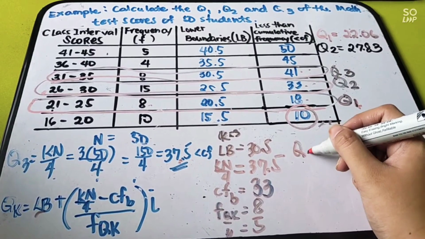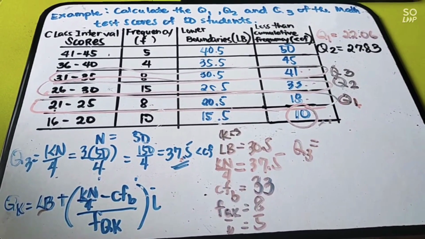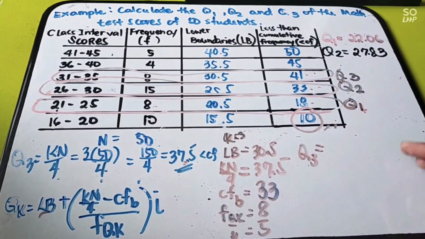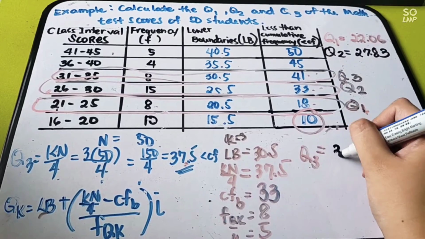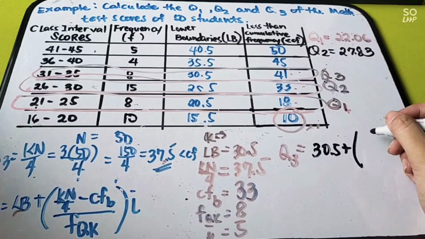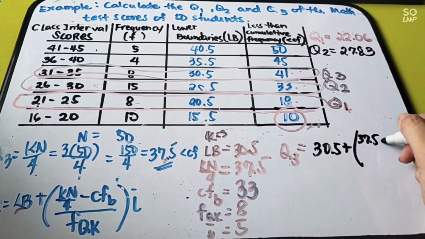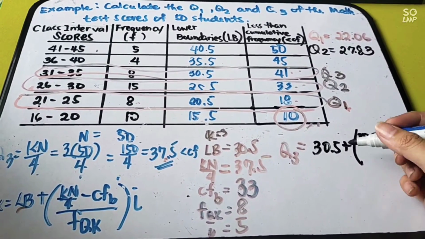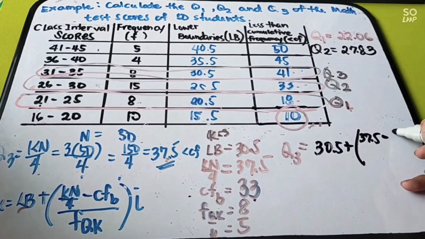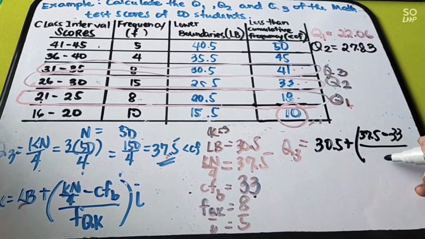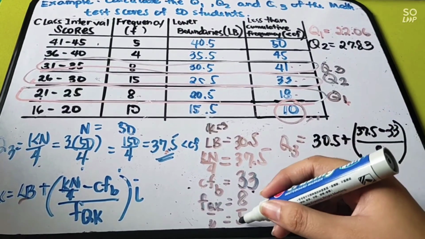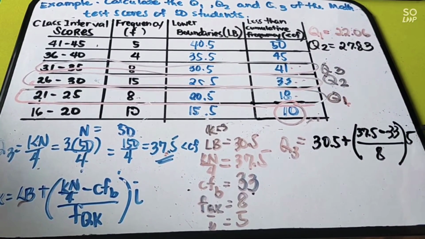Quartile 3 is equal to your lower class boundaries, we have 30.5, plus ang Kn over 4 mo is 37.5. Then, minus ang less cumulative frequency before, we have here 33, divided by 8, the frequency, times the I, class interval, which is 5.